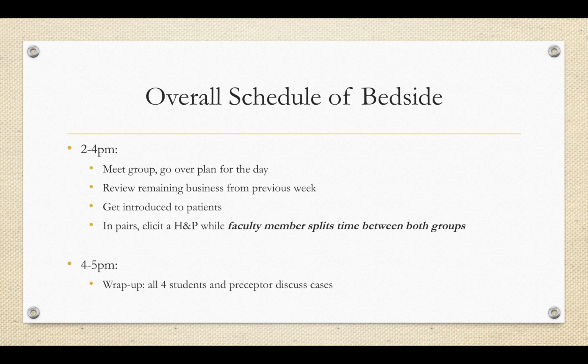If you're joining a faculty member, at 2 o'clock you'll meet the faculty member and your students. The two of you can then split up the group of 4. You can spend time with 2 of the students, and your co-faculty member can spend time with the other 2 students. I'll describe in a minute what that bedside period looks like and what you'll be observing. If you're by yourself, you'll basically split your time between those 2 pairs of students.